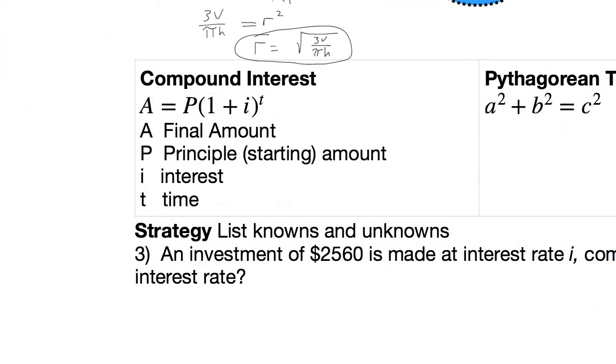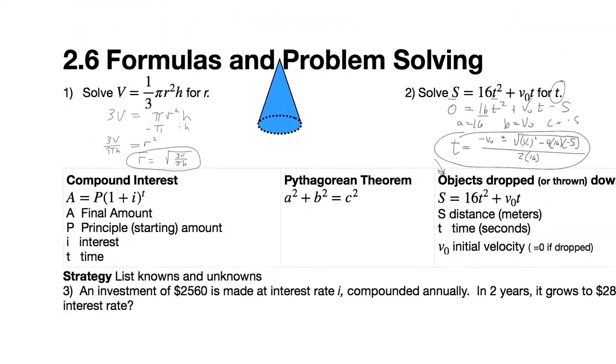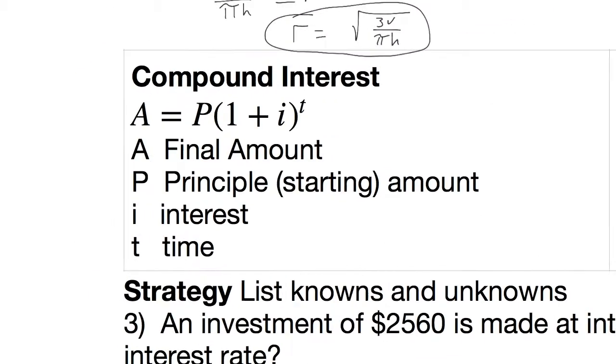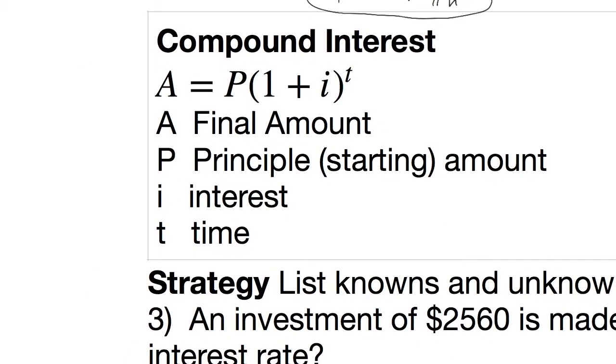So, compound interest, Pythagorean theorem, and objects dropped or thrown downward. These are three new scenarios that we can continue to develop a bit more completely now that we are mastering our quadratic equations. So, compound interest: A equals P times 1 plus I to the T. A, remember, is the final amount of money that you've got in the bank. P is the principal amount, the starting amount. I is the interest rate, usually expressed as a decimal when you're plugging it into the formula. And then T is time in years.